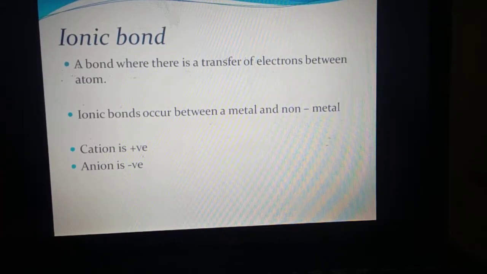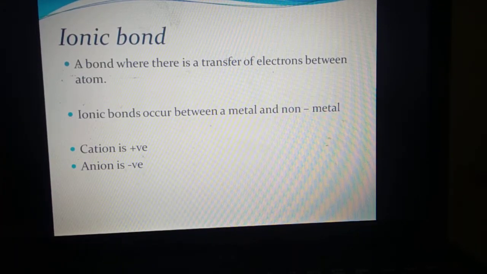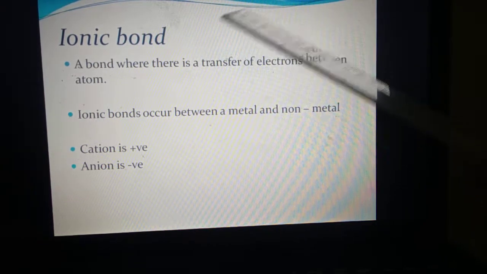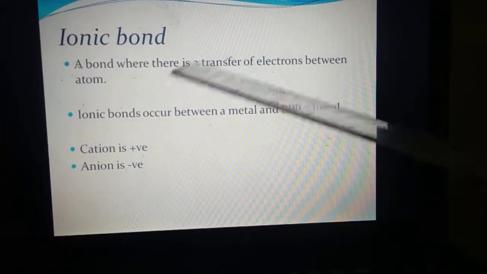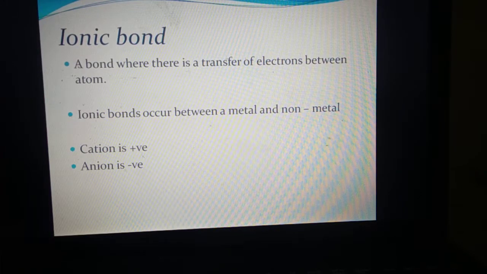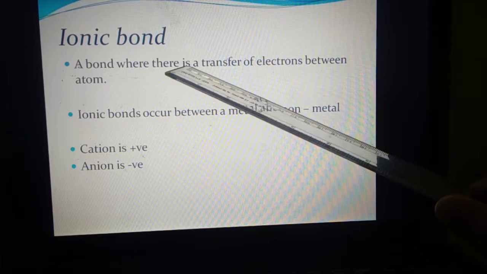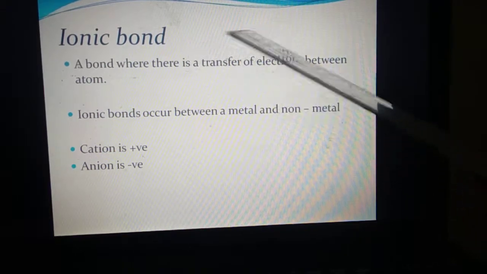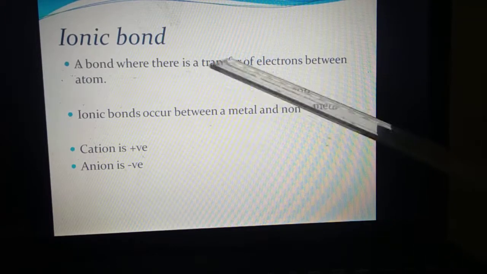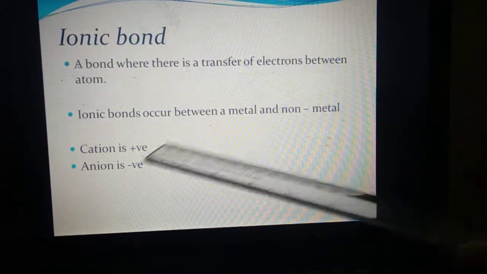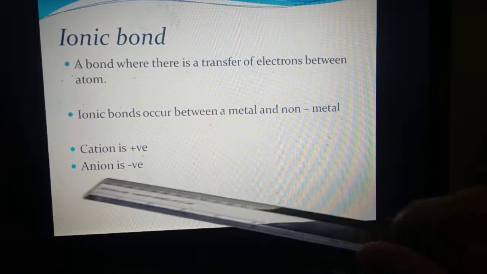Now ionic bond. Unlike covalent bond, ionic bond is a bond where there is a transfer of electrons between atoms. In covalent bond, they share electrons, but in ionic bond, they transfer electrons from one atom to the other. The atom which transfers electrons to the other atom is called cation, positive, and the atom which receives electrons from the other is called anion, negative.